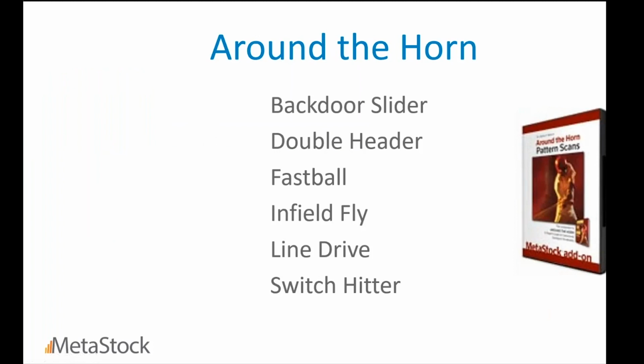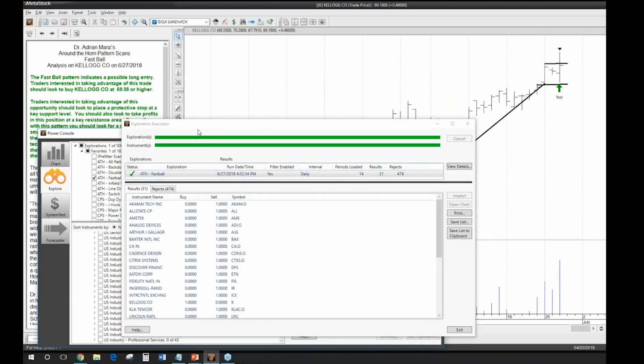Of all of these patterns, they're all very visual patterns. There are scans built around all of them. So you've got the backdoor slider, the double header, the fastball, the infield fly, the line drive, and the switch hitter. So here it's done.